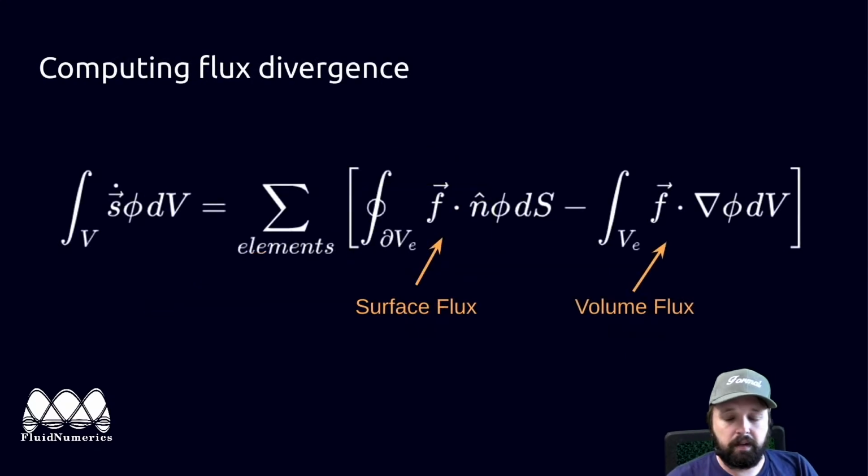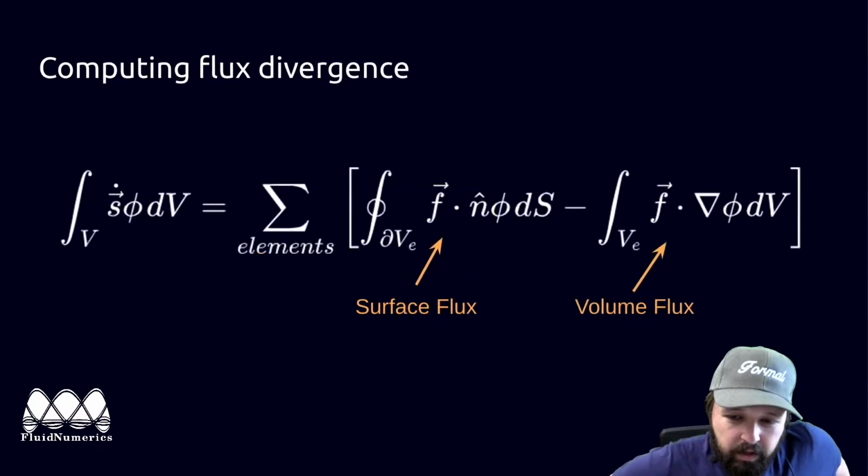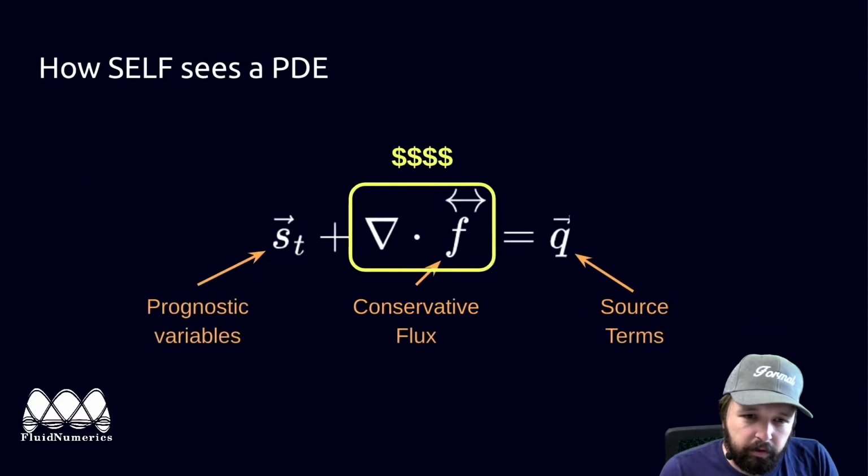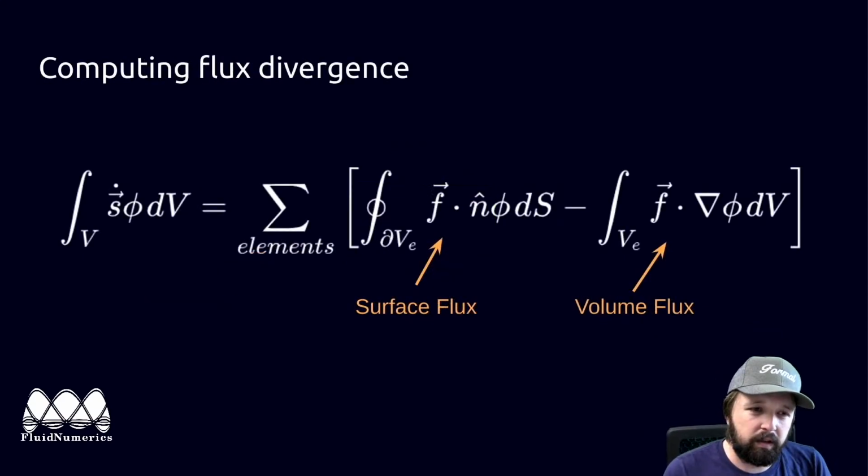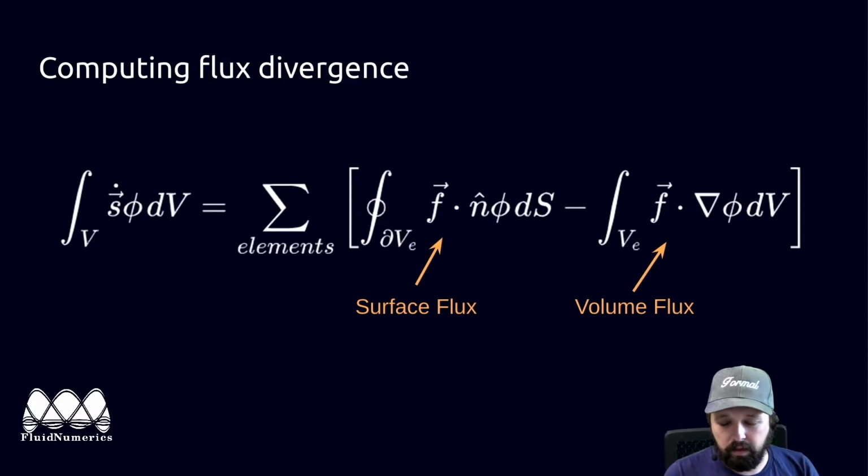The way we do things, we actually solve the equations not in the strong form, which is what you have here. We solve them in the weak form. And the way you get to the weak form is to multiply that conservation law by a set of test functions, and you integrate over space. And then you do integration by parts once on that divergence term.